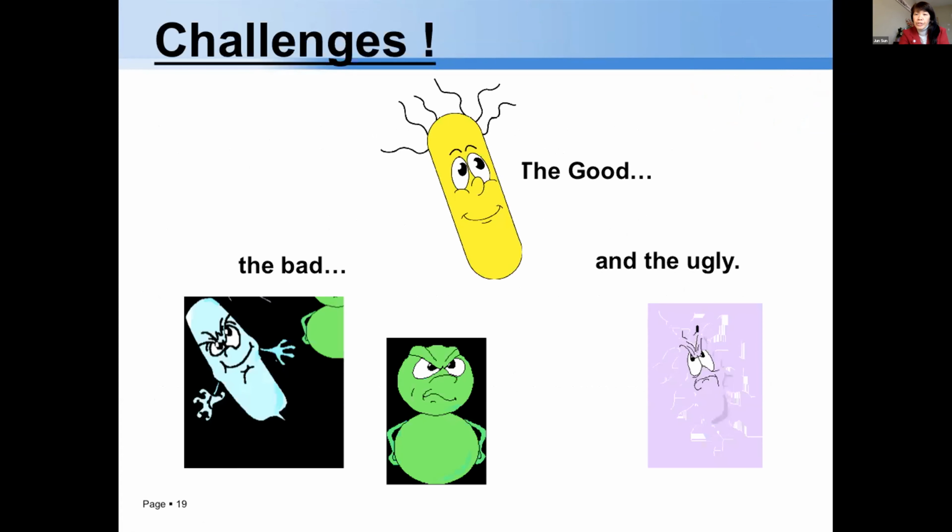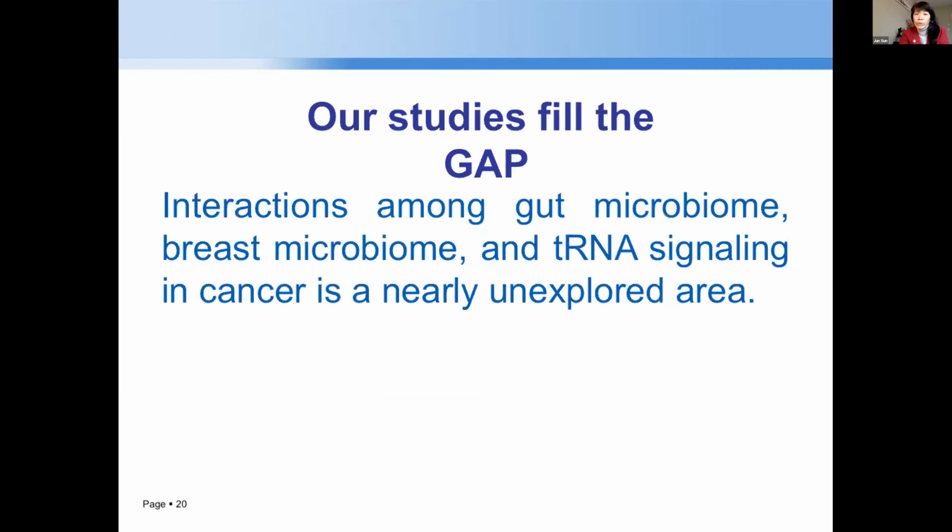And as I mentioned, we have trillions of bacteria in the body, they weigh about 4 pounds, and they are also very diverse. So the challenge for the field is usually to identify what is good, what is bad, and what they are doing. We try to understand the gap in the field on the gut microbiome, breast microbiome, and tRNA signaling in cancer. This is a nearly unexplored field.